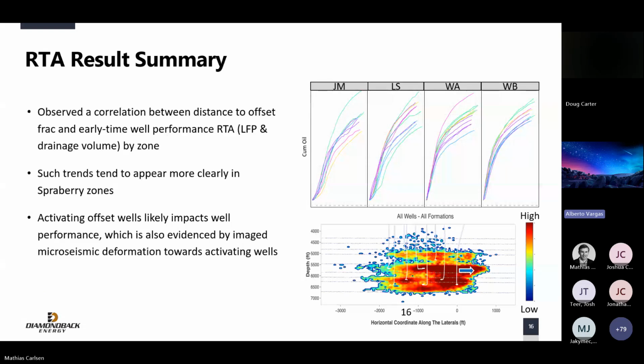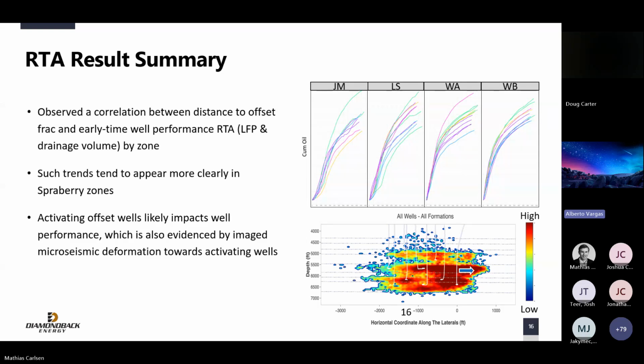From this RTA study, we observed a clear correlation between the offset well, the distance to offset fracturing, and the early time well performance. Shallow zones showed the strongest impact on conductivity and drainage volume. Activating offset wells influences well performance.